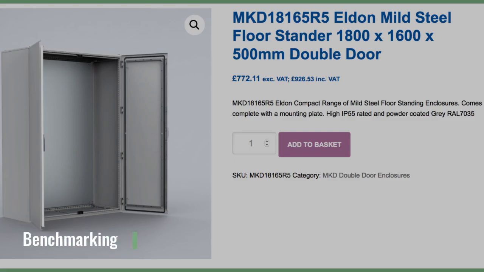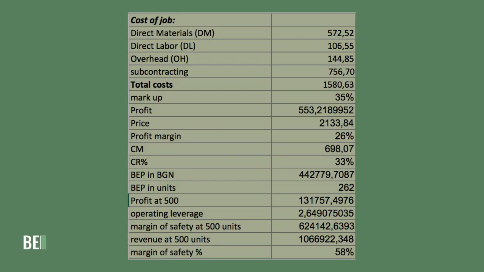Break-even point. An alternative to our product is manufactured by Eldon, and the selling price is £772, equal to 1,675 leva. This solution is standard. It doesn't include many of the internally welded components. It doesn't include painting inside, and it's not constructed for seismic resistance.